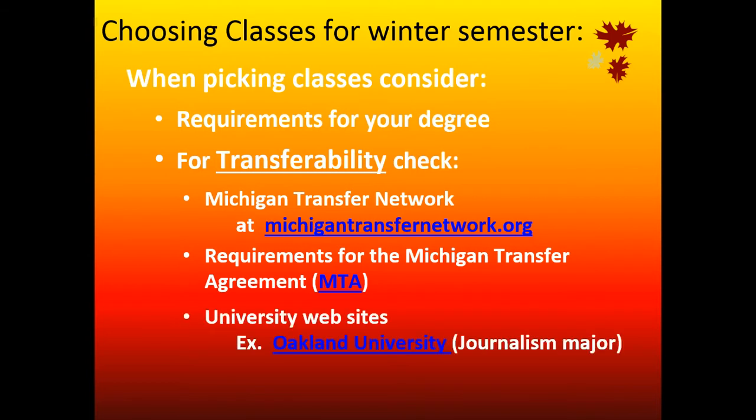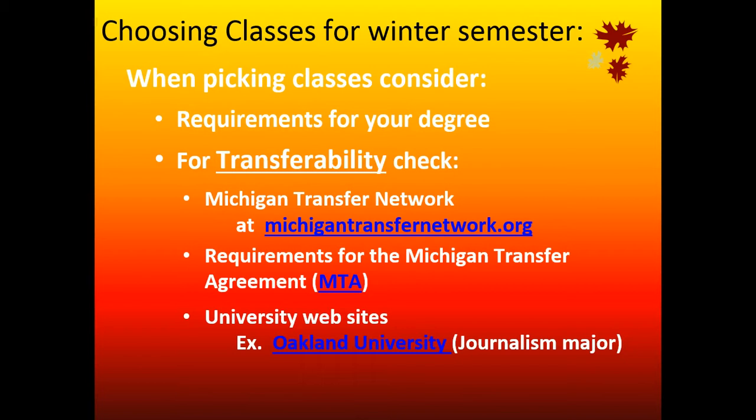And the other thing to do, and I'm going to go back to the Michigan Transfer Network in a second, is check out the university website where you want to attend. So if you're thinking, for example, of going to Oakland University to become a journalism major, then you really want to go to Oakland University's site. Sometimes they have transfer guides that are particular to the university and the program, so it'll tell you exactly what you should take at SC4 that will transfer to a journalism degree at Oakland University.